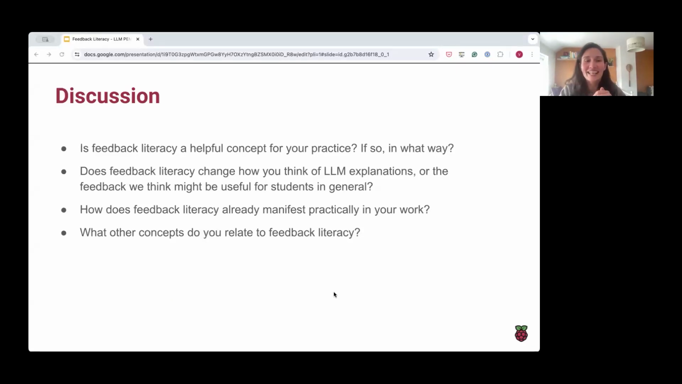And yes, we think feedback literacy is a useful perspective of thinking about feedback and explanations. But I am really curious to see what you think. And I've got these questions to help you guide the discussion later if they're helpful, in terms of whether it's a helpful concept for you at all in the first place, and in what ways, and also how it might be useful for your practice in your work or your research.